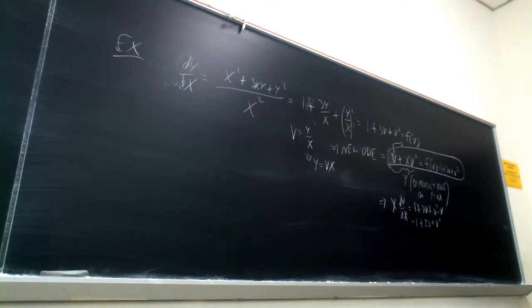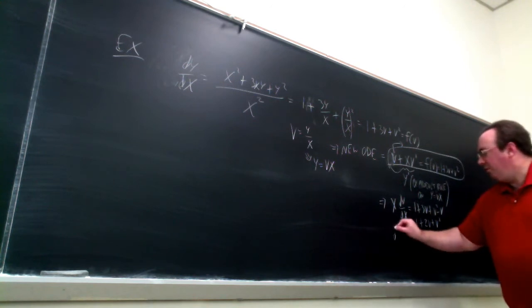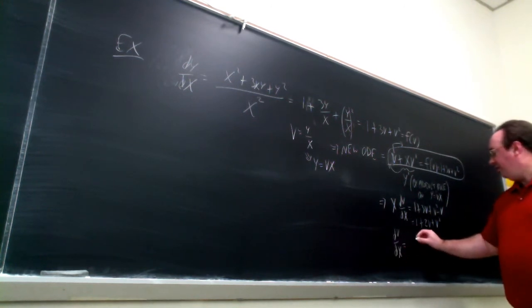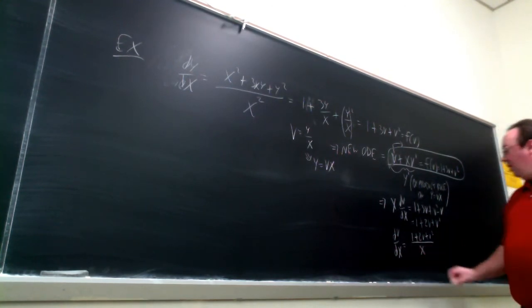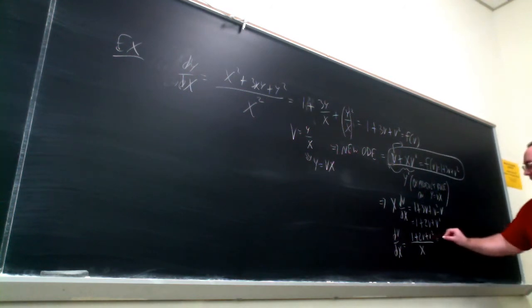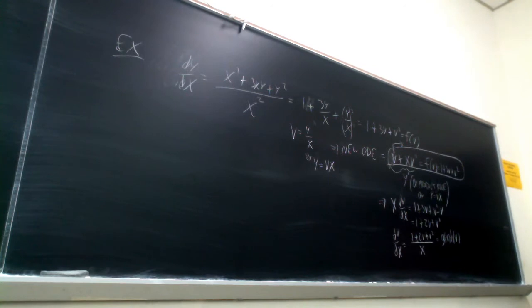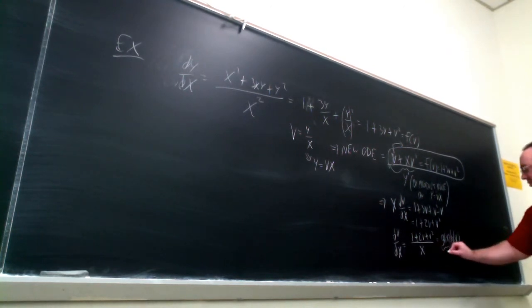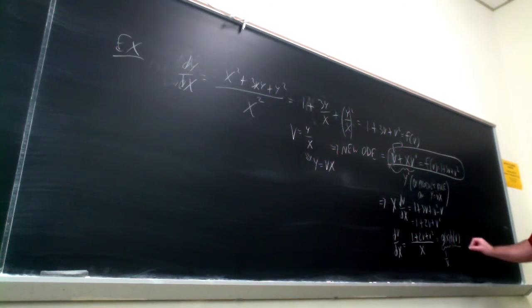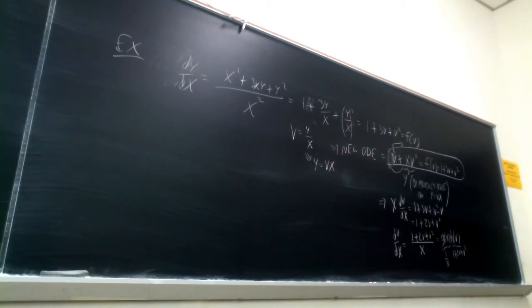So now in the usual form for separable equations, we have 1 plus 2v plus v squared all over x. So we have g of x times h of v. So I'm writing this the same way as I write separable equations generally. So this is equal to 1 over x, and this is equal to 1 plus 2v plus v squared. So now what you can do is solve this equation just like any other separable equation.